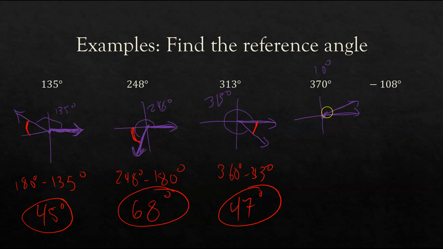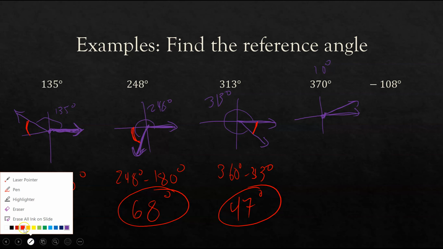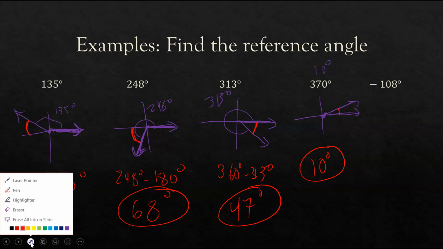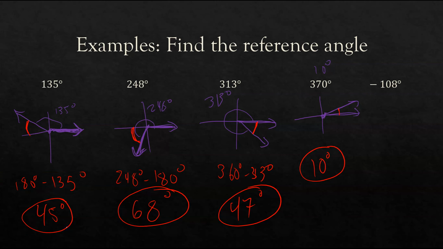Now 370 would be all the way around, then plus an extra 10, but it looks the same. As far as the reference angle goes, reference angles in the first quadrant are always the easiest because they're just the exact same thing. So the reference angle in this case would just be 10 degrees. Okay, it would not be 370 degrees though, because that would be not acute, right? That would be a very obtuse angle, incredibly obtuse.